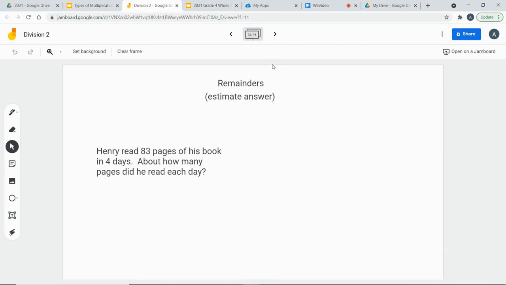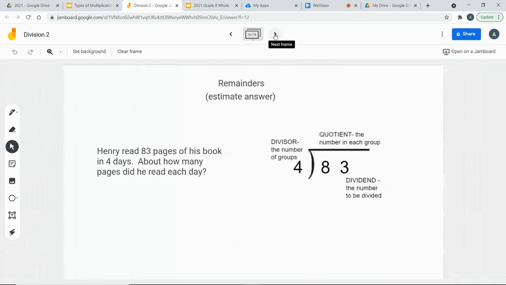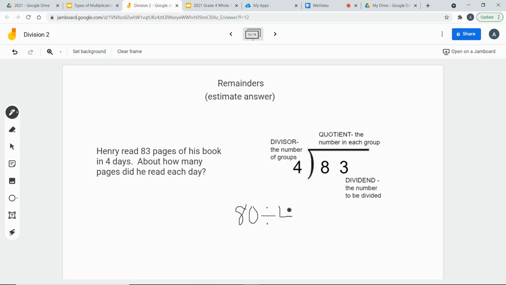Sometimes when we solve division word problems with remainders, we need to make an estimate. For example, Henry read 83 pages of his book in 4 days. About how many pages did he read each day? So I know he read 83 pages over 4 days, and I want to know how many go in each group, or how many pages go in each day. This is a great opportunity to make an estimate. I know 83 is close to 80. And if I divide 80 by 4, I would get 20. So I know my answer should be very close to 20.